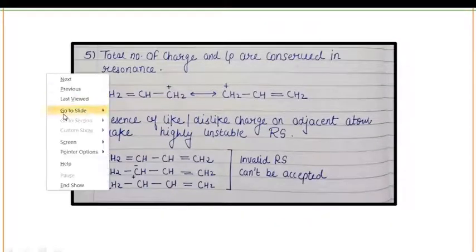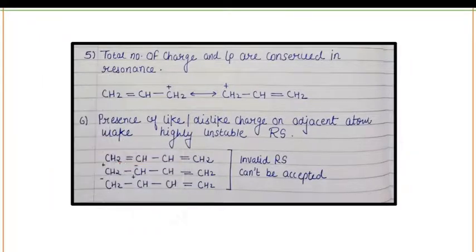Fifth rule says the total number of charges and lone pairs are conserved in a resonance. As you can see here, in this compound a single double bond is present, and in the similar kind of resonating structure there is also a single double bond present. Also a positive charge is here, also a positive charge is here. Okay, so while making the resonating structures, the total number of charges and lone pairs will be conserved.